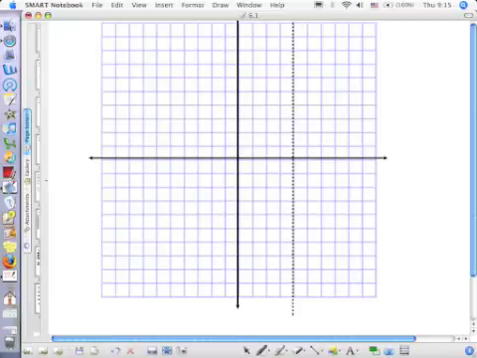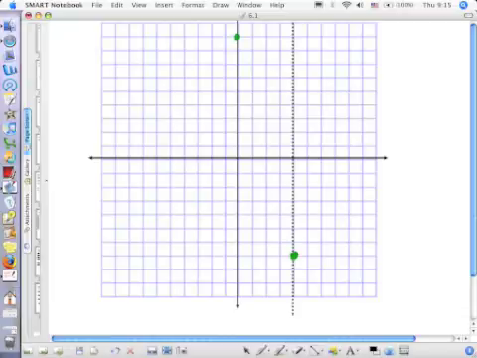You know your vertex is going to sit on this line. Where was it crossing the y-axis? 9. Now I have one more point to find. What point is that? The mirror image of this right here.